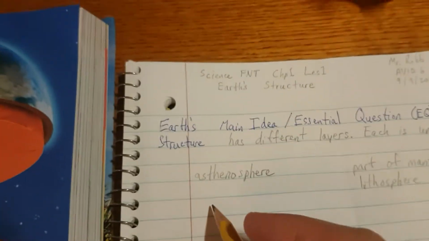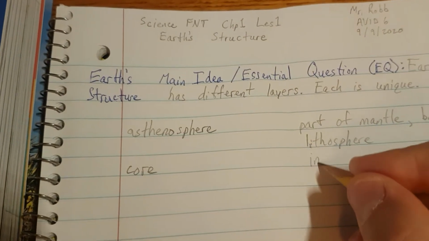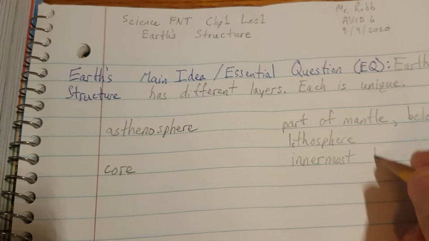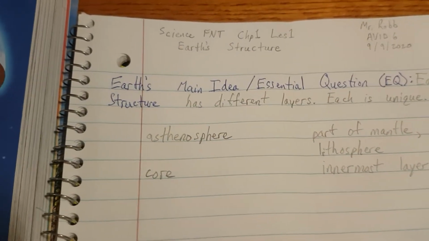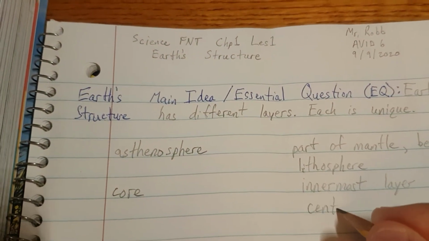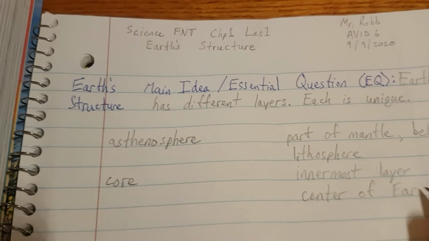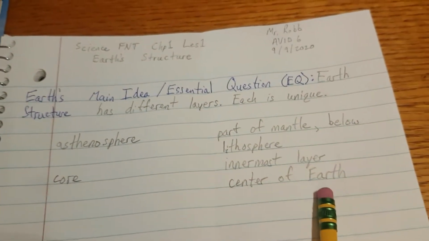Following that line right over here, core, C-O-R-E, innermost, I-N-N-E-R-M-O-S-T, layer, L-A-Y-E-R, and then what did we say? Extends to center. Center, C-E-N-T-E-R, of Earth, capital E-A-R-T-H. So the core is the innermost layer, and it is basically the center of the Earth. Okay, the next word is going to be lithosphere.